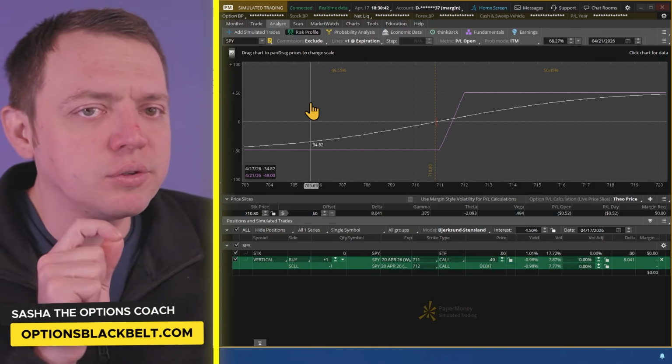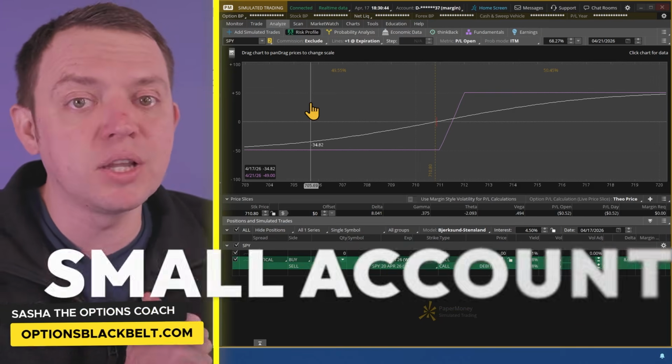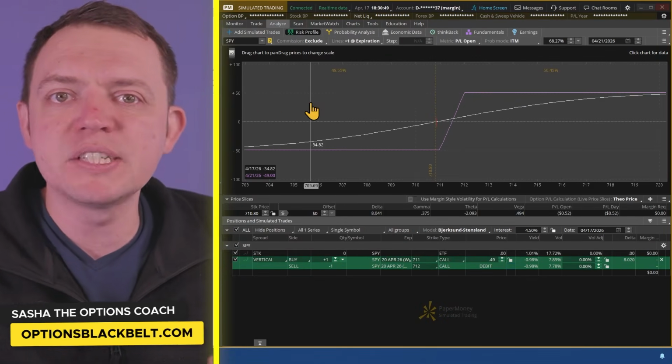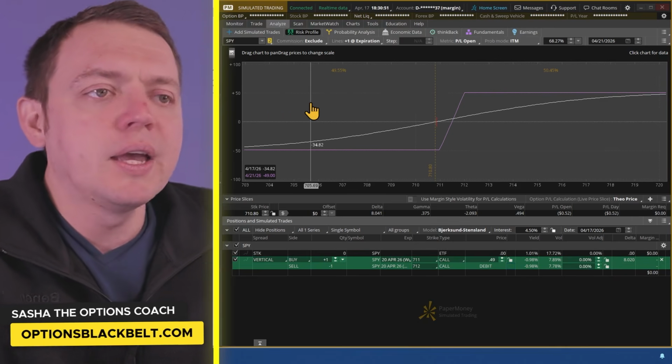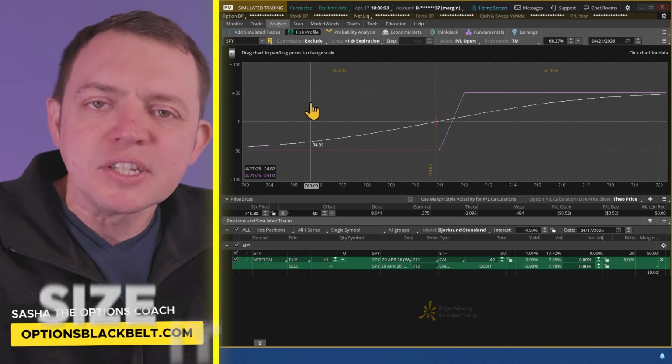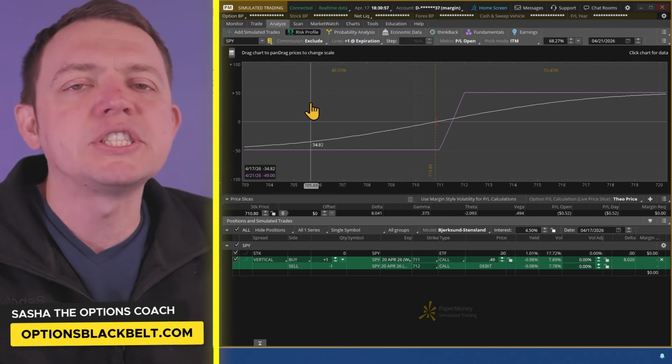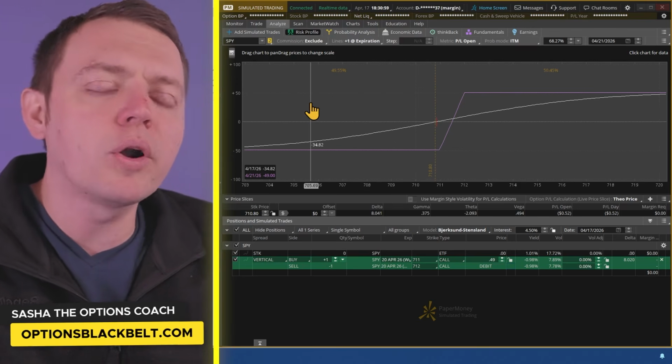So it's important for you to evaluate this if you have a small account, if you're doing 0-day options on the SPX or XSP or SPY, whatever vehicle you like. It doesn't matter, but just size it accordingly in order to make it work for you, but really understand your risk to reward ratio.